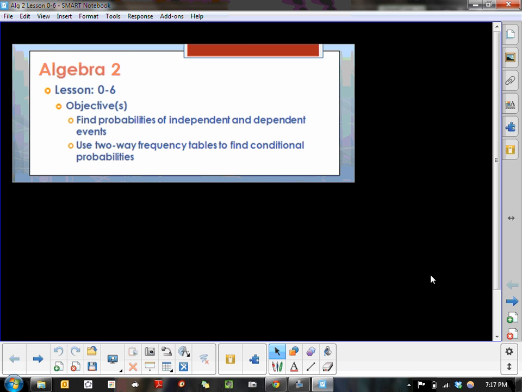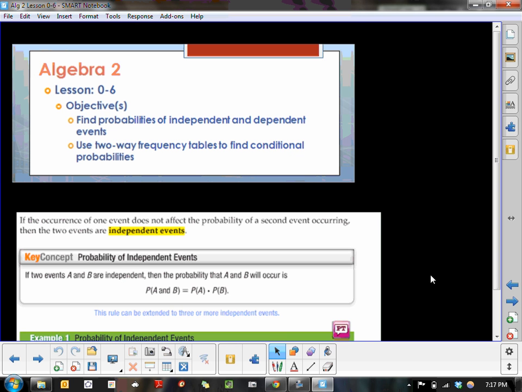How do you know when you're going to have a compound versus a non-compound or an independent dependent event? So in this lesson, we're going to find the probabilities of independent and dependent events. We're also going to use a two-way frequency table to find conditional probabilities. So we'll start off with identifying what independent events are.